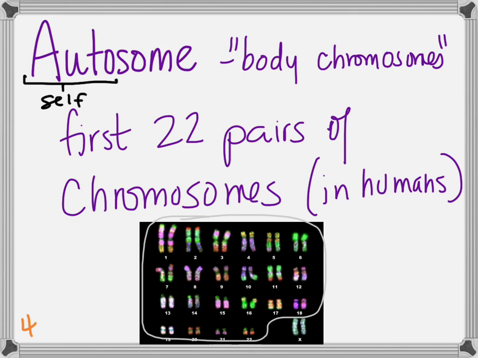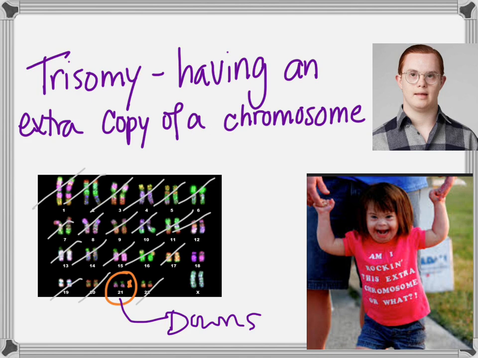Sometimes we have a mistake in making eggs or sperm, and we actually get an extra copy of a chromosome. I love this picture of this little girl. Trisomy is a condition we'll talk about a little bit more in level 2.